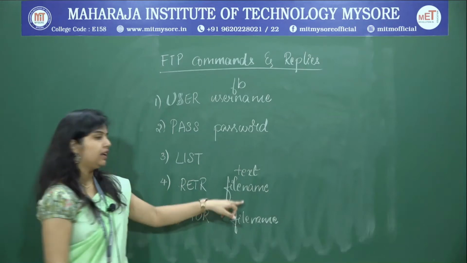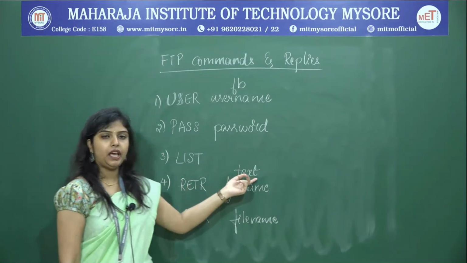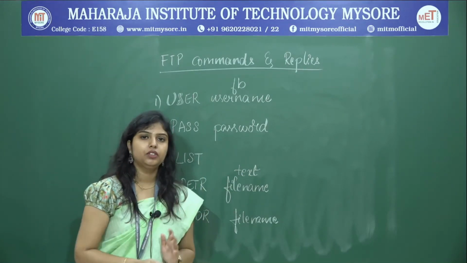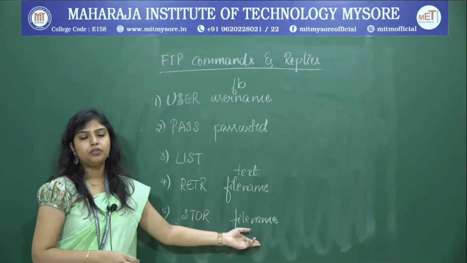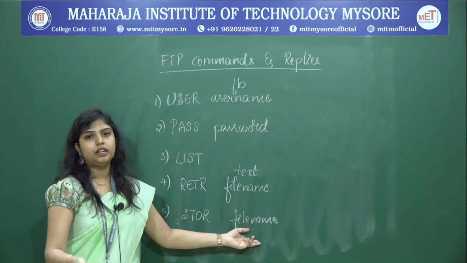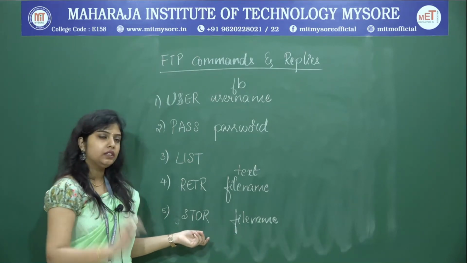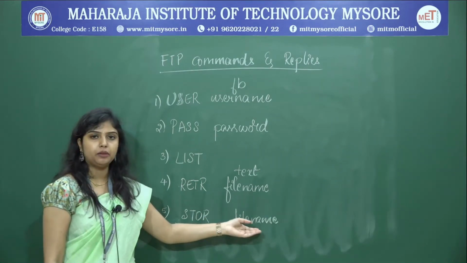We want to download a file called text, then we will provide a command called retrieve text from the current directory of the recipient in which we are interested. Next, store file name. If you want to upload a file to the recipient's current directory, or if you want to store it in the current directory, we can use this command store file name.